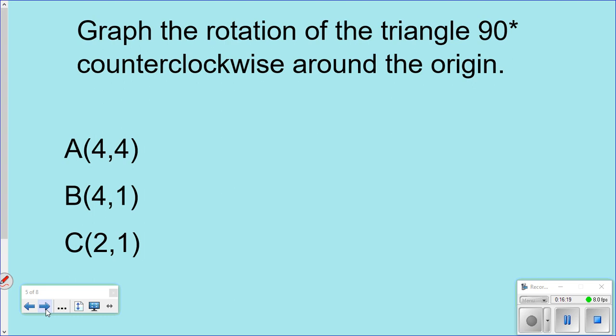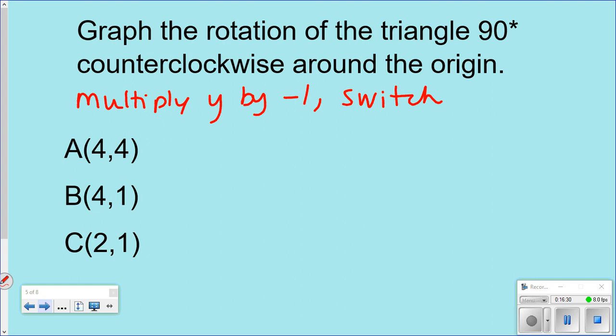I'm guessing it's multiply y by -1, and then switch again. I'm guessing that's what it is. Because before, when we went clockwise, we multiplied x, so when we went counterclockwise, I'm guessing it's multiply the y by -1.